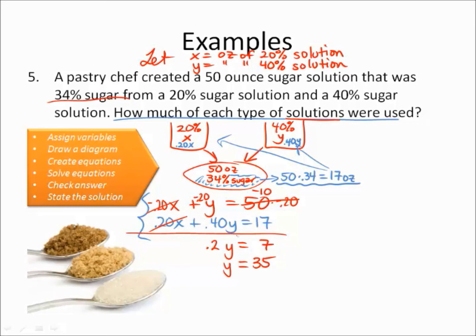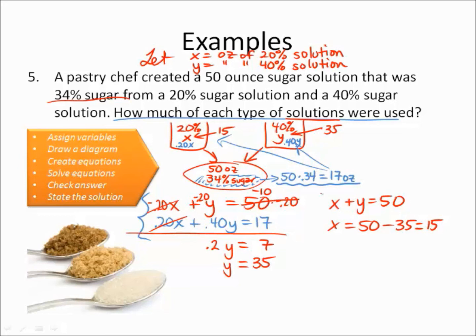So now we can go back to our original equation, which was x plus y is 50, and consider what would happen if y was 35. Therefore, x would be 50 minus y, which is 50 minus 35, which is 15. So let's take a look. Does this work? Could we have 15 ounces of 20% and 35 ounces of 40% to make 17 ounces of sugar total?